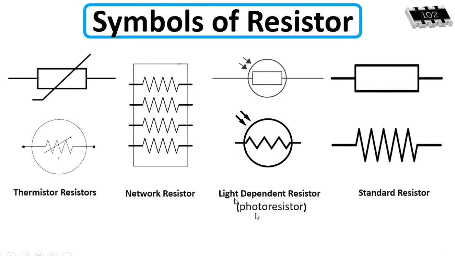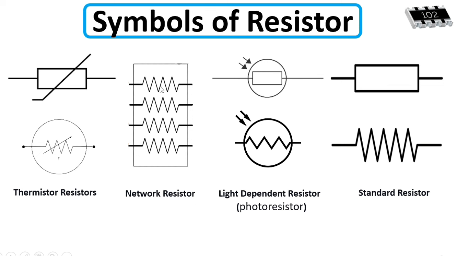Symbols of resistors. As you can see here, all these symbols are for resistors. For example, these 2 symbols are for the standard resistor. Basically this is a US symbol and this is the universal symbol. So these 2 symbols are for the standard resistor. These 2 symbols, as you can see, are for the light dependent resistor or the photoresistors. We have here 2 arrows. And this symbol is for the network resistor.